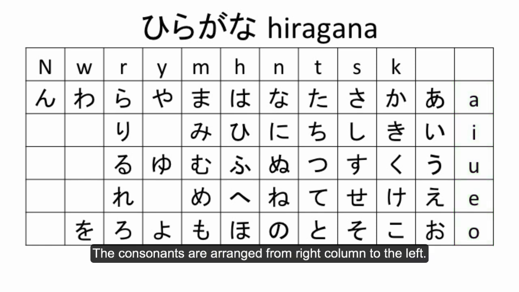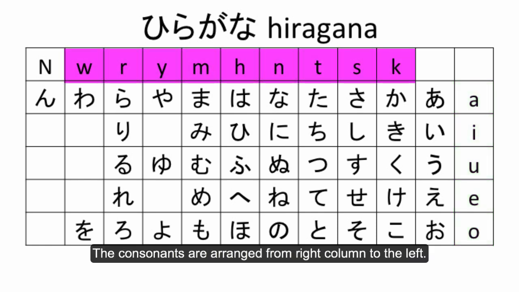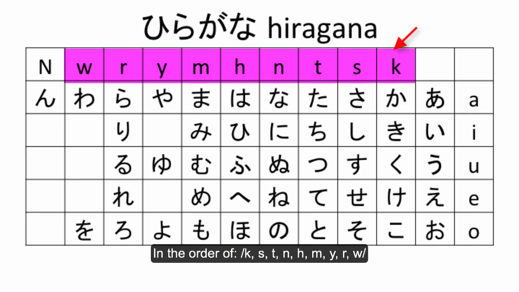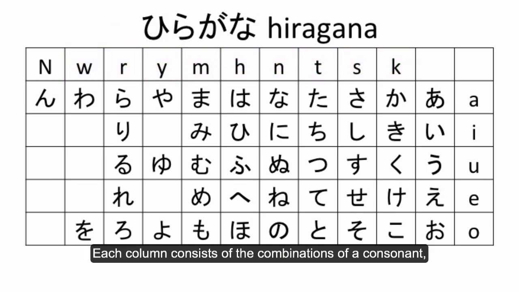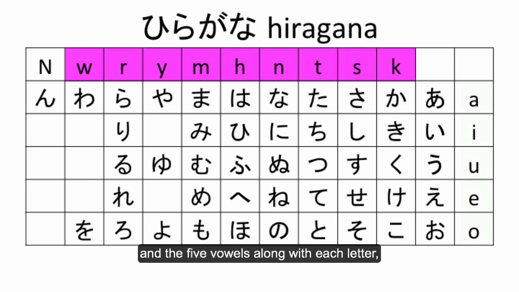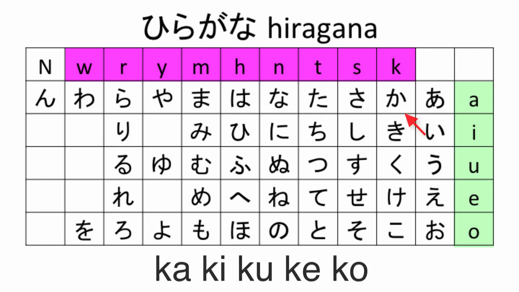The consonants are arranged from right column to the left, in the order of K, S, T, N, H, M, Y, R, W. Each column consists of the combinations of a consonant and the 5 vowels, along with each letter, which should be read starting with a consonant. For example, K column is read as ka, ki, ku, ke, ko.